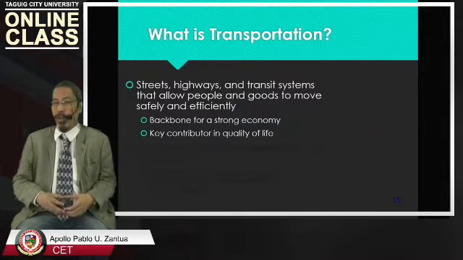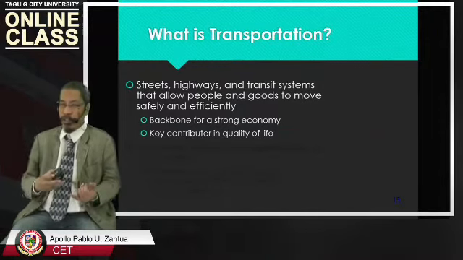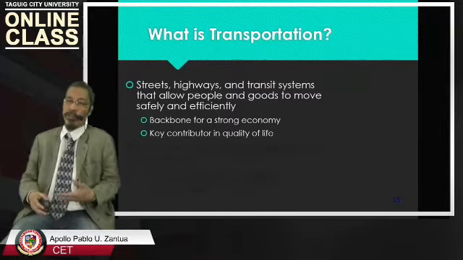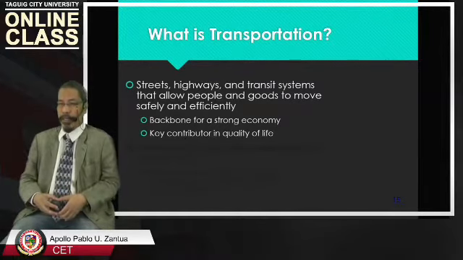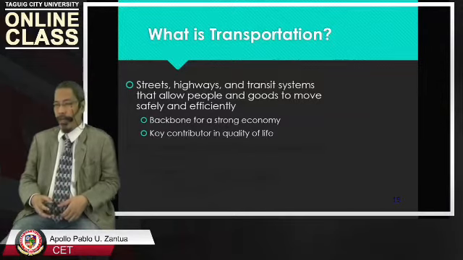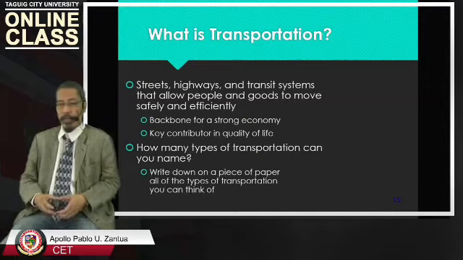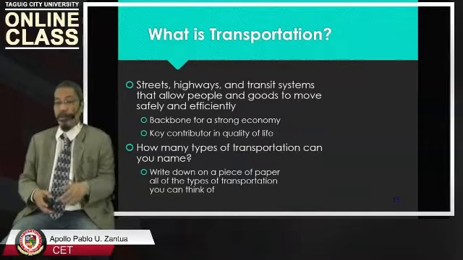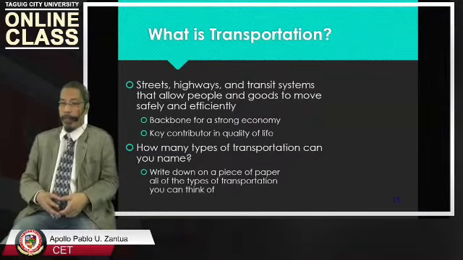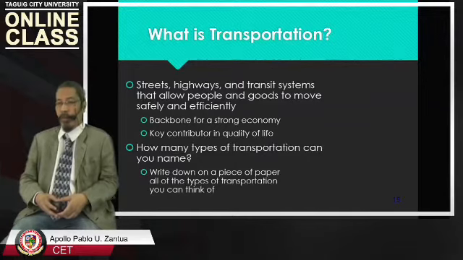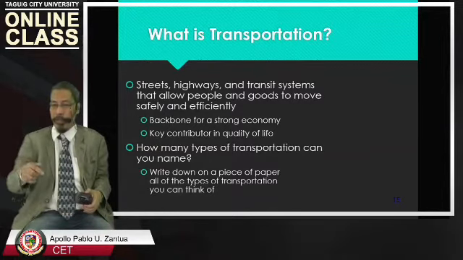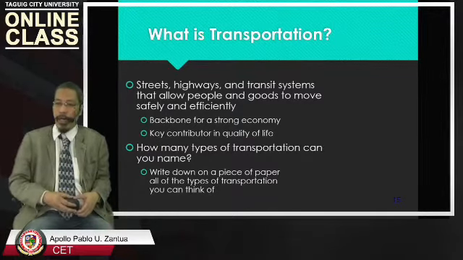Okay. So what is transportation all about? We showed the streets, we showed highways, we showed different types of transport systems that allow people and goods to move safely and efficiently. Those are the backbone for a strong economy and a key contributor to quality of life. How many types of transportation can you name? May I ask you to write one or two examples in the comment below, instead of writing on a piece of paper, and show your idea.